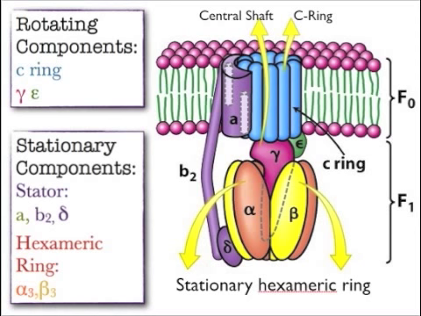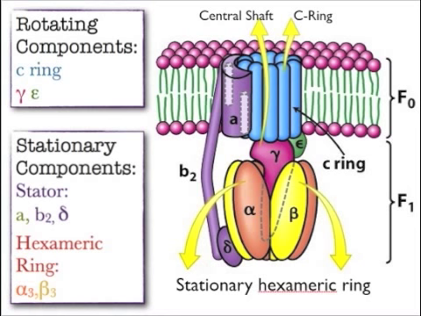The stator is anchored in the inner mitochondrial membrane by the A region, and the B2 region forms a link between the A region and the delta region. It is the delta region that makes physical contact with the alpha3 beta3 hexameric ring and keeps it still. Now the C ring rotates within the plane of the membrane, and as it does, it causes the drive shaft, the gamma region, to rotate as well.